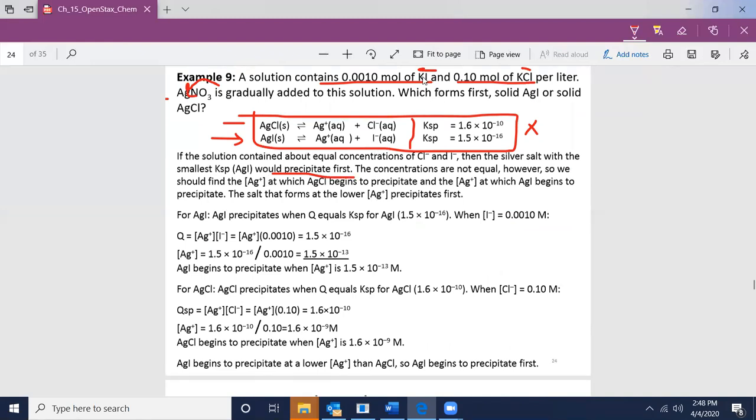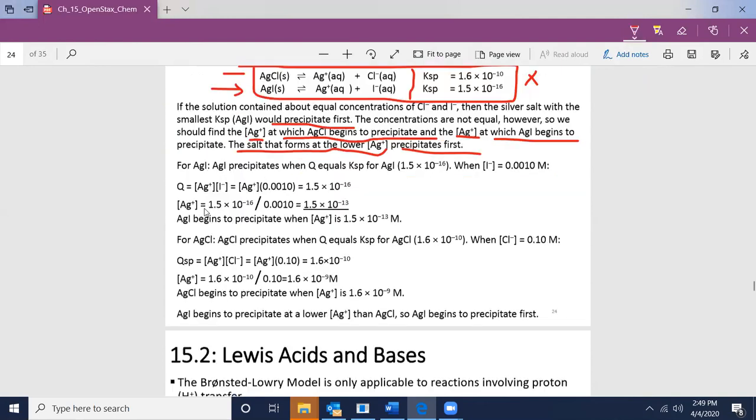But here iodide and chloride are at different concentrations. These are not equal concentrations. So we should find the silver concentration at which silver chloride begins to precipitate and the concentration of silver at which the silver iodide begins to precipitate. The salt that forms at the lower concentration of silver is going to precipitate first. This is the key in handling all the problems. This is the key. So just look at that.